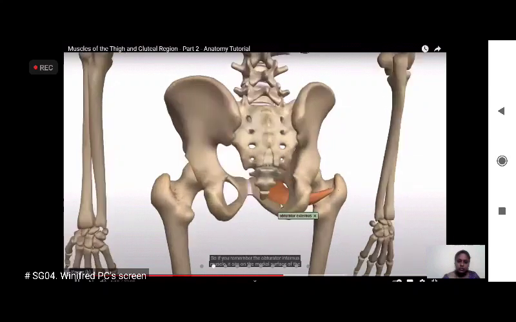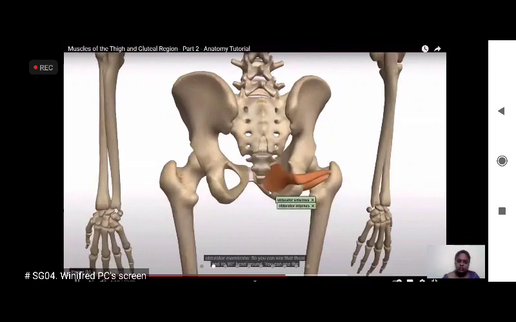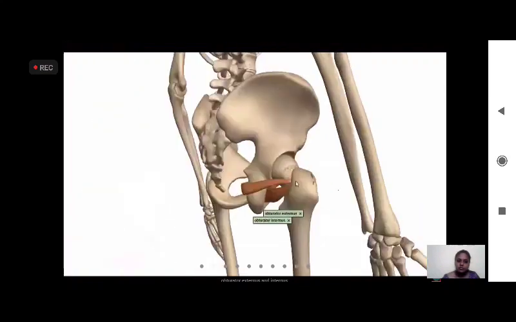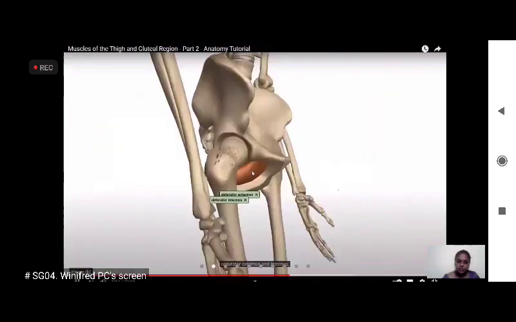If you remember the obturator internus muscle, it sits on the medial surface of the obturator membrane. You can see that there, and it makes a 90-degree bend round. So you can see the obturator externus and internus.